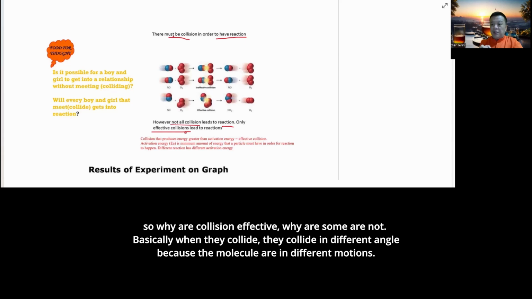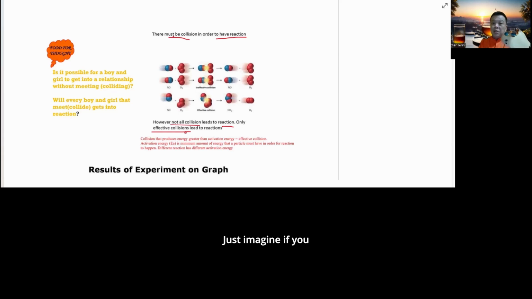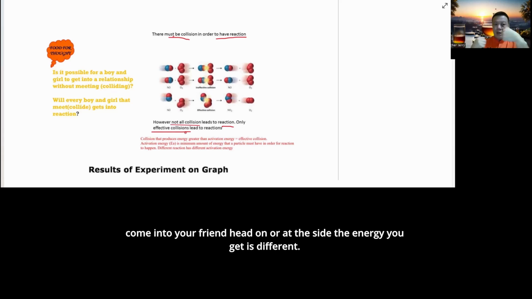Why are some collisions effective? Why are some not? All right. Basically, they collide at different angles because the molecules are in random motion. Just imagine if you bump into your friend head on or at the side, the energy you get is different.